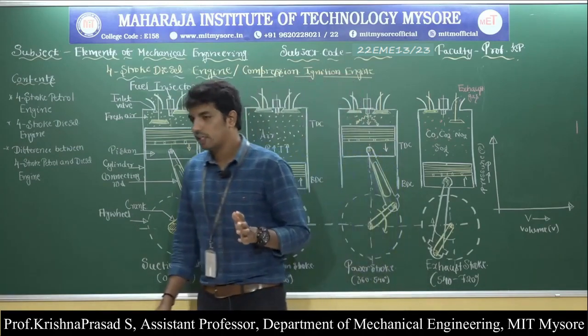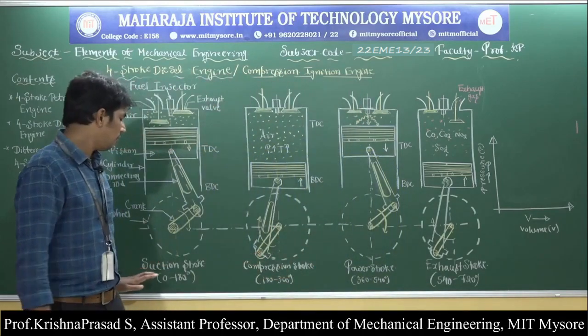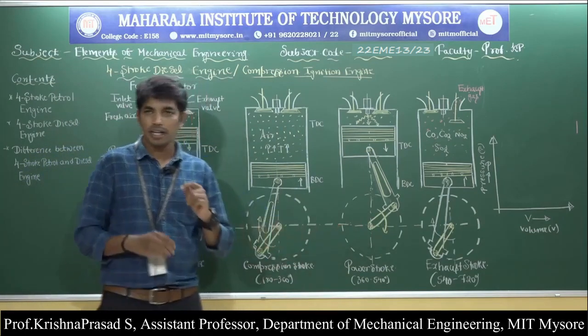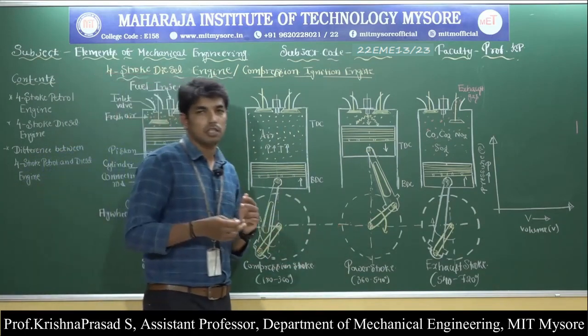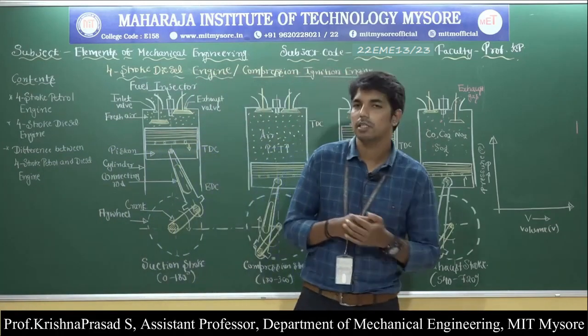Two revolutions of the crankshaft means that in order to perform the suction stroke through the exhaust stroke, the crankshaft has to revolve 2 times. That means 0 to 720 degrees. That is very important.